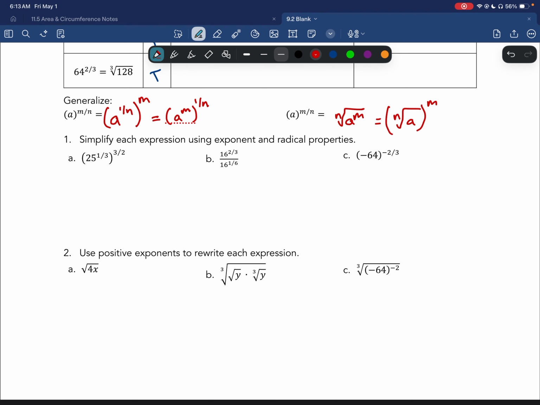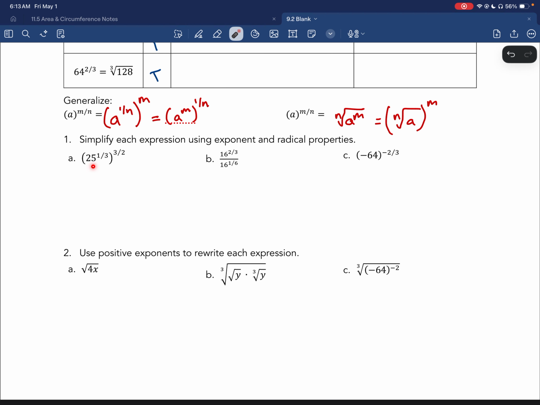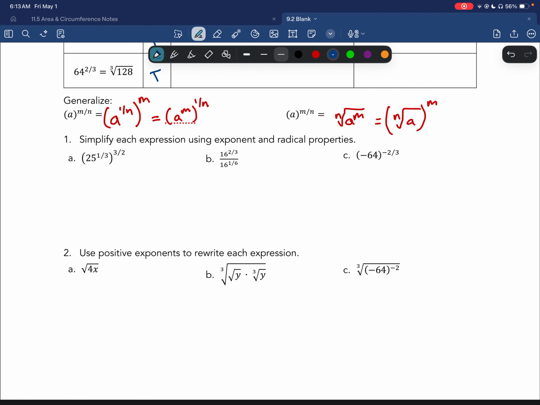Simplify each expression using exponents and radical properties. So we've got 25 to the power of 1/3 to the power of 3 over 2. I want to simplify this. If you remember from last class, anytime we have a base raised to a power to another power, we're supposed to multiply these two numbers by each other. That is still true. So I'm going to start off by multiplying those two numbers together.